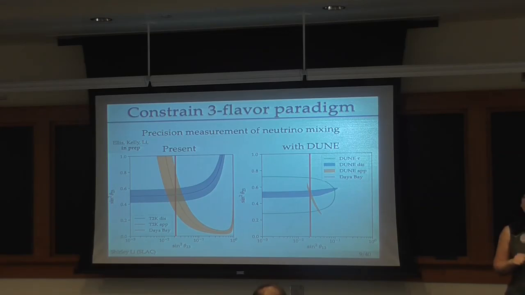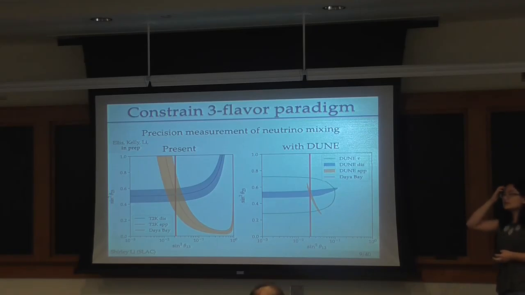But DUNE still provides the best measurement on theta 1,3. And one interesting measurement that DUNE is able to do, that inspired us to do this, is that DUNE can measure tau appearance. As we know, it's very, very difficult to measure tau appearance in neutrinos because the tau threshold is so high.